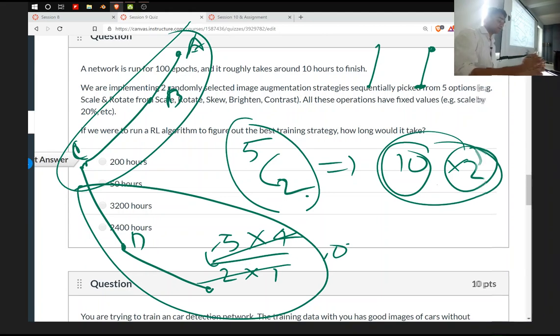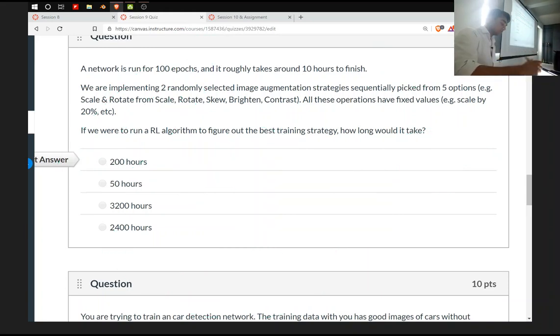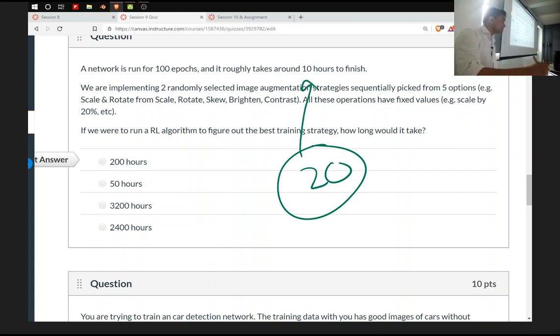So for any reinforcement learning to work, we have to have depth in the problem to be able to solve it. So this is not going to be working. Essentially, we have 20. We have to run this algorithm 20 times. Each run takes 10 hours. So 10 into 20 is 200. That's the answer. Is it clear?